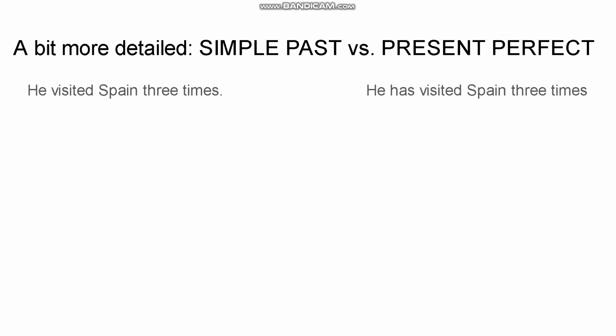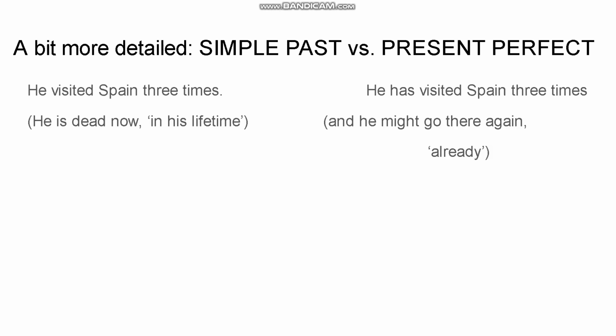Let's take a look at the next example. He visited Spain 3 times versus he has visited Spain 3 times. Well, these are the same sentences, but something's missing to make it clear what the difference between those two sentences is. You could say he visited Spain 3 times in his lifetime, because simple past means that the time you're talking about is over. If you say he visited Spain 3 times, he won't visit Spain anymore. You could say he visited Spain 3 times, but he's so sick of the country he'll never go there again. The visiting is over. If you say he has visited Spain 3 times, he might go there again.